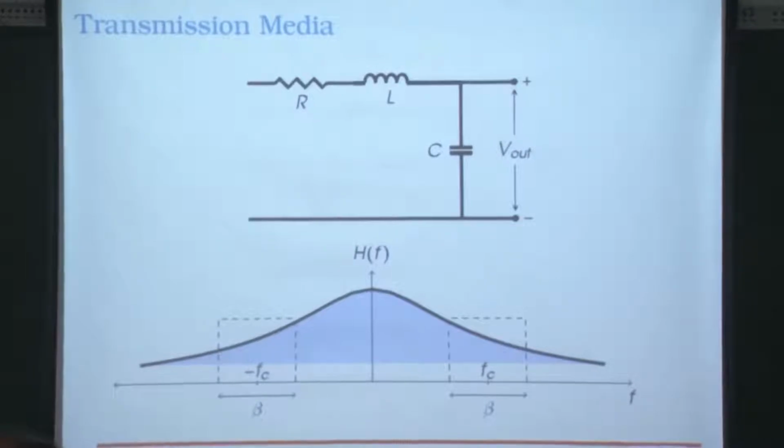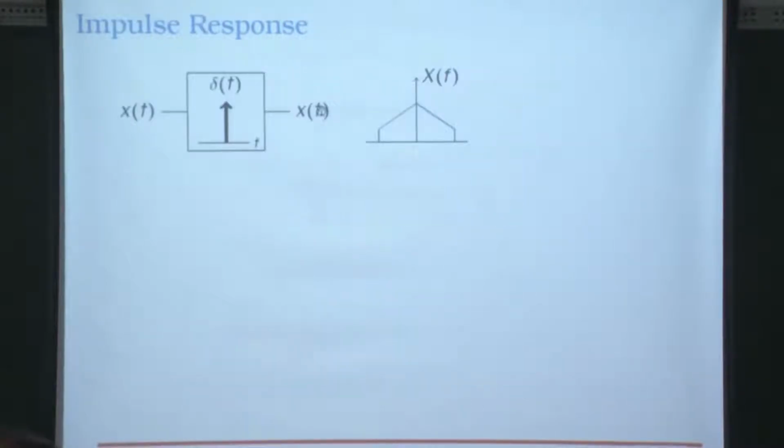What will happen at the output? At the output, this input response will get multiplied by the h of f. So we can compute the effect of this propagation simply by looking at the impulse response of the system. So let us understand impulses.